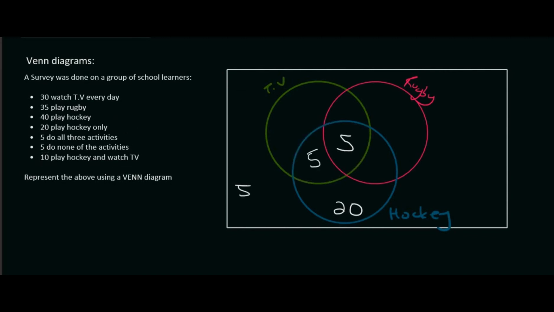The blue circle is hockey and it's almost complete. We know that there are 40 people who play hockey in total. 20 of them are there, 5 of them are there, 5 of them are there, so that's already 30. So we can put a 10 over there.